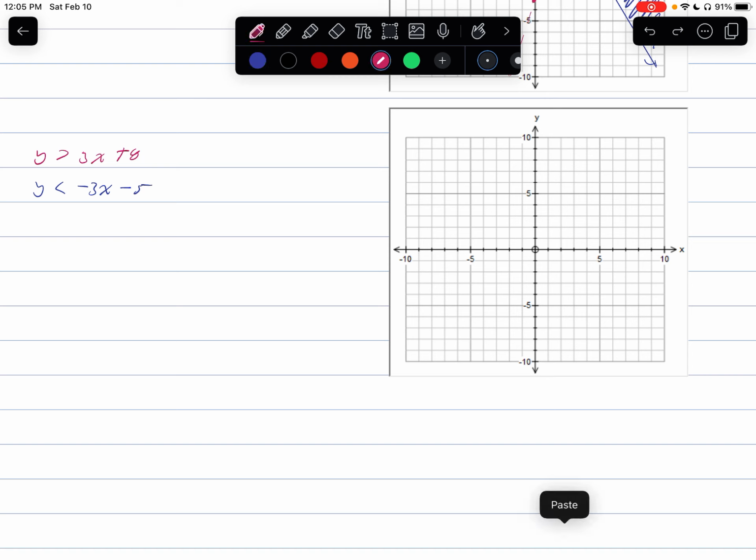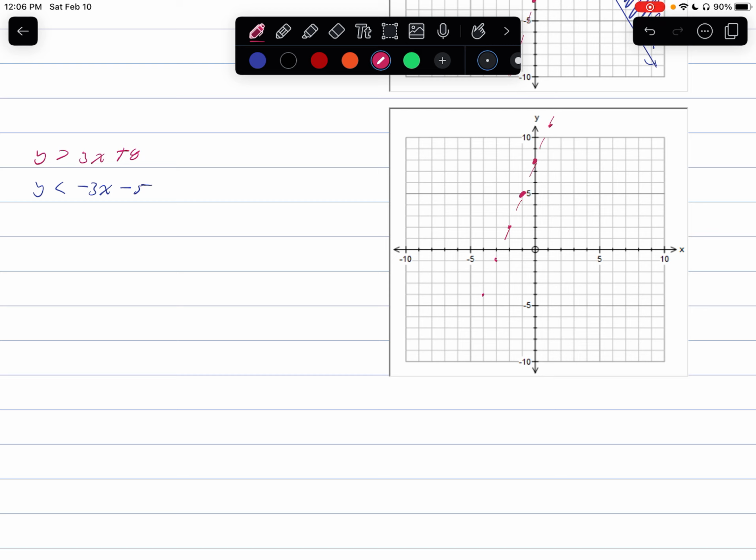Here we have y is strictly greater than 3x plus 8, and we have y is strictly less than negative 3x minus 5. Okay, so let's graph the first one. We start by going up 8 because we have a y-intercept of 8. We have a slope of 3, so that means we're going to go up 3 to the right 1, but it looks like here we're going to run out of room, so we're actually going to go down 3 to the left 1. Because remember, that's the same thing as going up 3 to the right 1 like we did here. We're going to go down 3 to the left 1, down 3 to the left 1, and we can just keep repeating this.